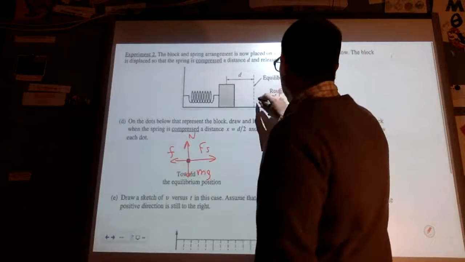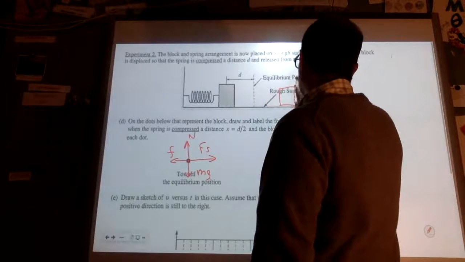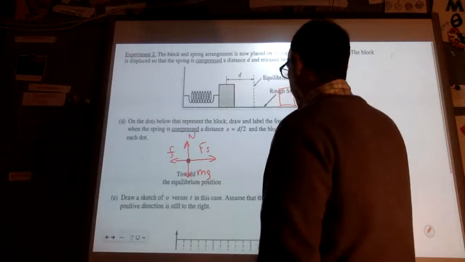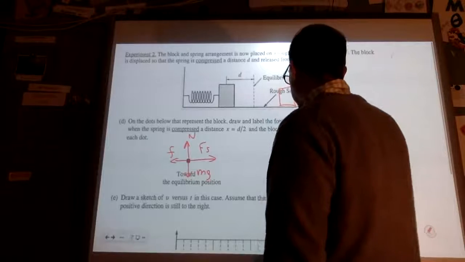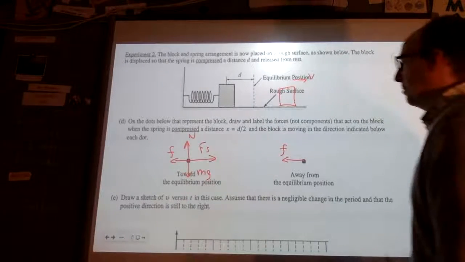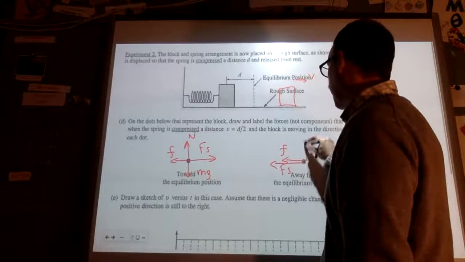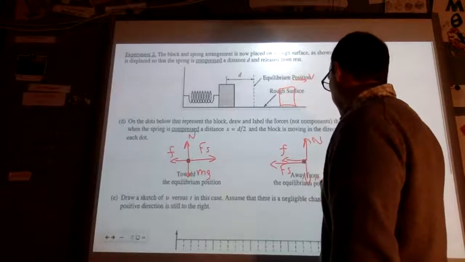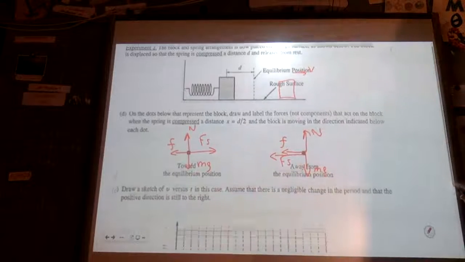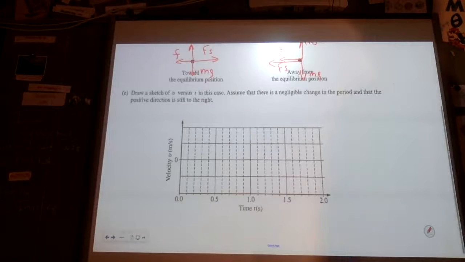Now it is over here, but it's still moving this way. So that means that friction is still going to be in the opposite direction it's moving, but past the equilibrium position, the spring force would switch. And I'm going to have normal up and weight down.